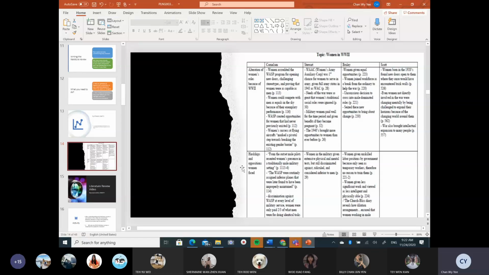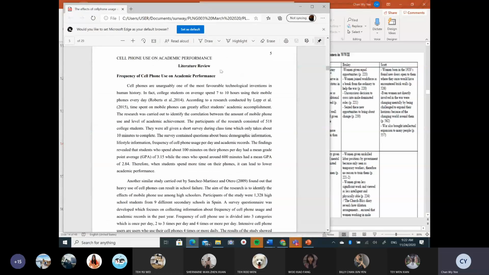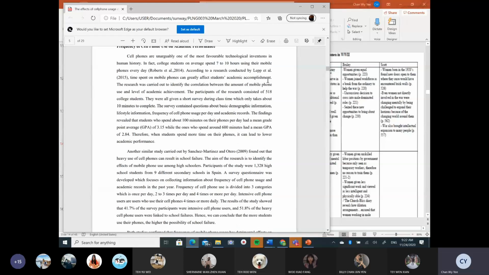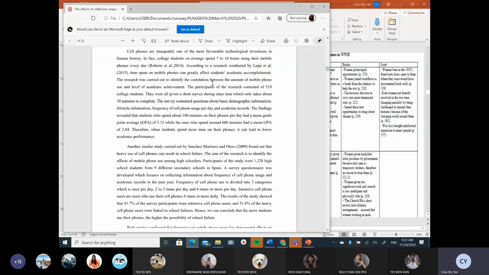Let me show you a literature review. This student looked through some journal articles. After looking at the journal articles, he found a few themes. The first one is frequency of cell phone use on academic performance. That means how often the students use it.